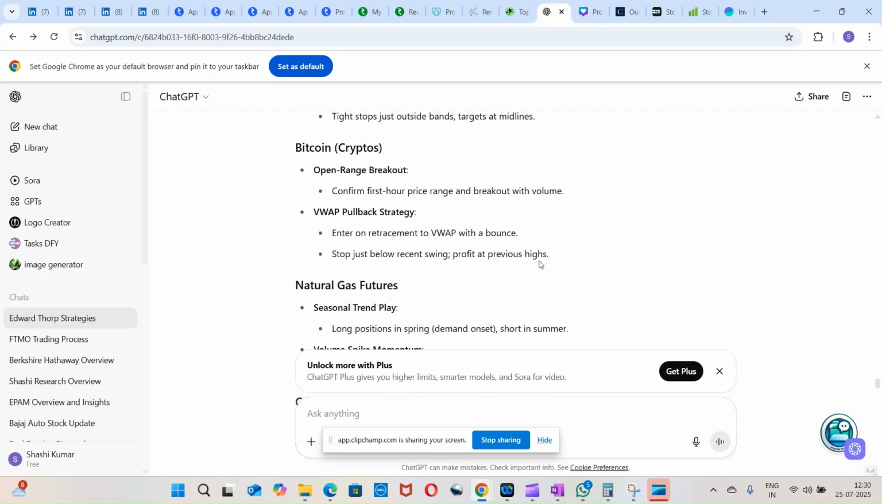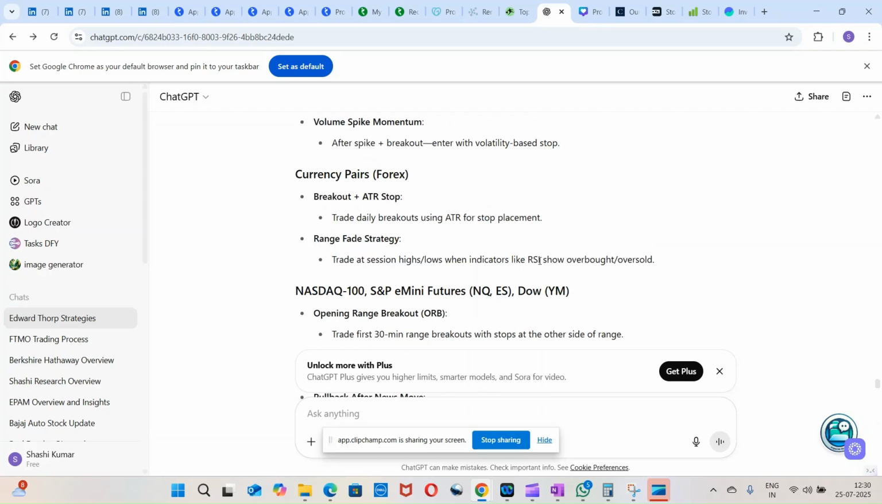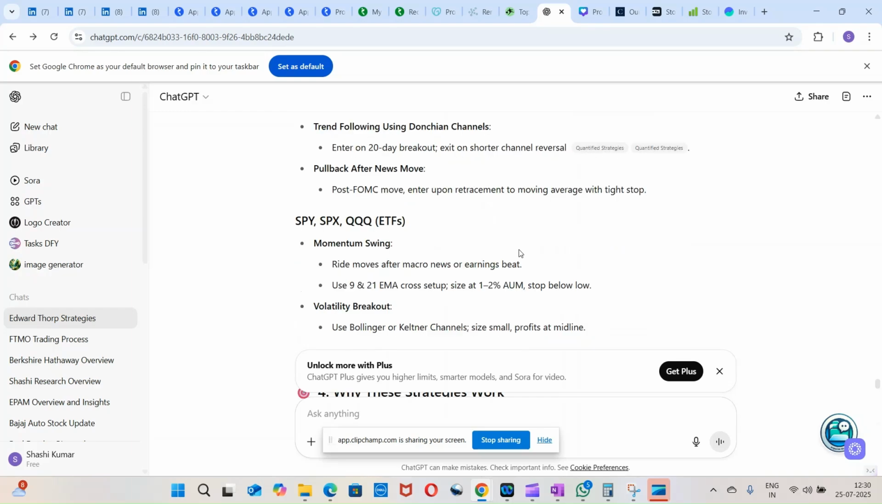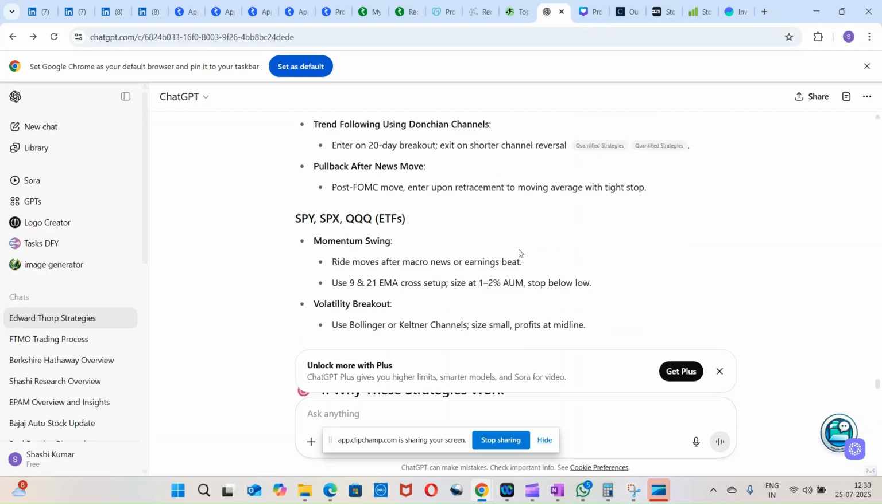Yeah, but if you're interested in currency pairs, then there is a daily breakout strategy, and the overbought oversold regions strategy is also there. And Nasdaq, S&P, if you want to do, they have a 30-minute range breakout, trend following strategies, and momentum swing strategies that we could use, and volatility breakout strategies that we could use.